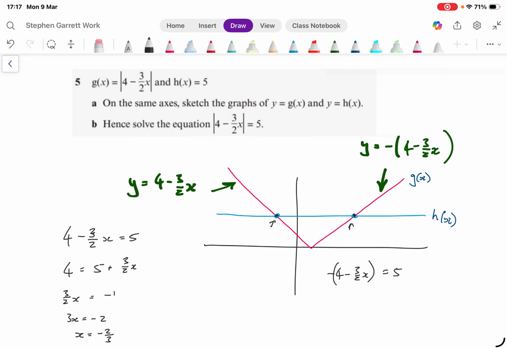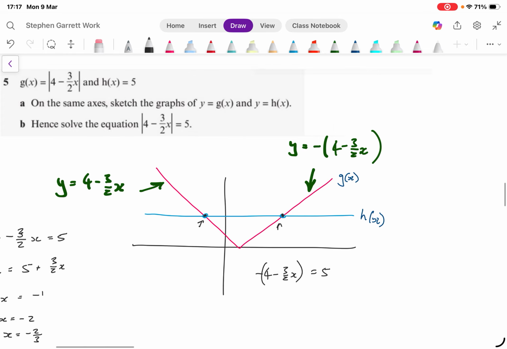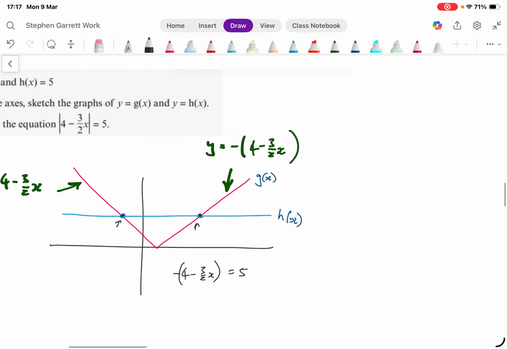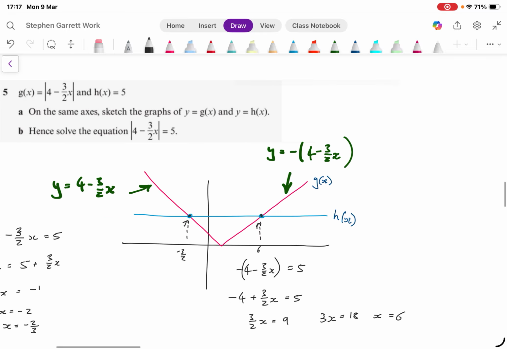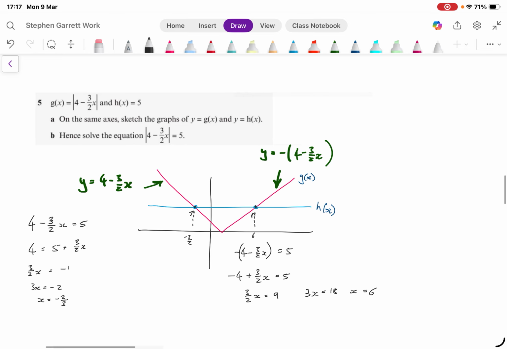And I already know that's what I wanted, right? And let's look over here. So let's distribute this negative. So that's minus 4 plus 3 over 2x equals 5. We're going to add 4 to both sides. So I have 3 over 2x equals 9. I have 3x equals 18, and then I have x equals 6. I know these are what I was looking for because I checked on my calculator. So if these values were different, then I would be having a think.